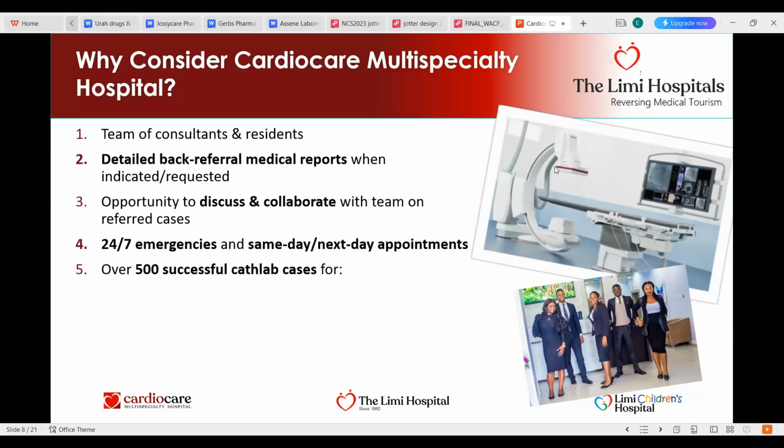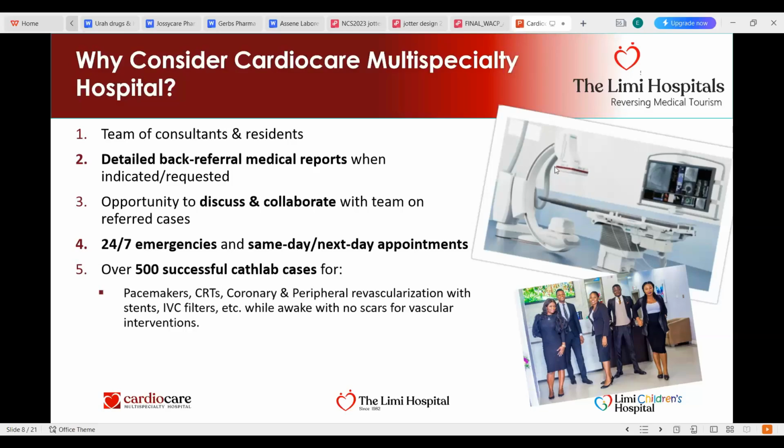So far we have done over 500 successful cath lab cases for pacemakers, CRTs, coronary and peripheral revascularization with stents, and IVC filters, while the patient is awake, with no scars. These are non-invasive procedures you can do for your patients while they are awake.